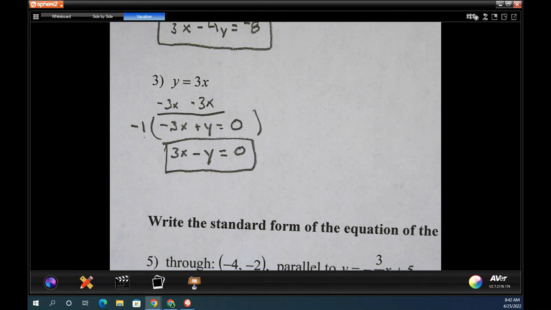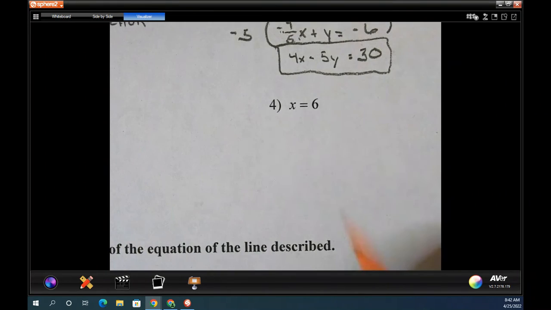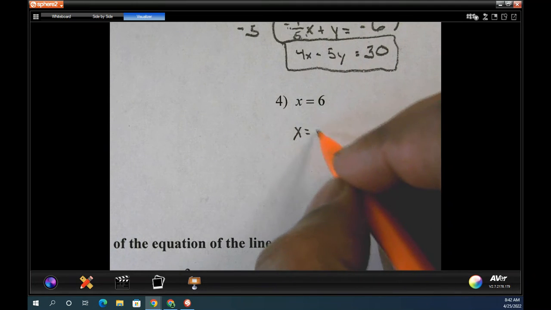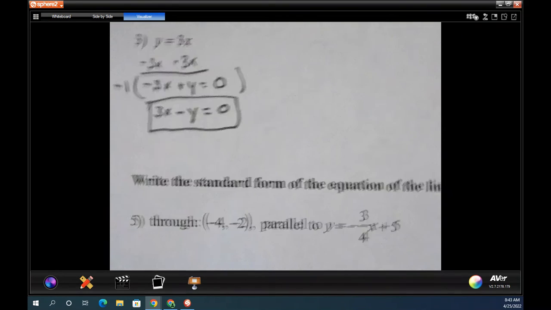That's all we're doing. Okay, let's look at number 4. x equals 6. The answer here is just going to be x equals 6. It's in standard form already. If it was y equals a number, it would be y equals whatever number it is. Here's the reason why we're doing this. Look at number 5. This comes up on the STAR test a lot.